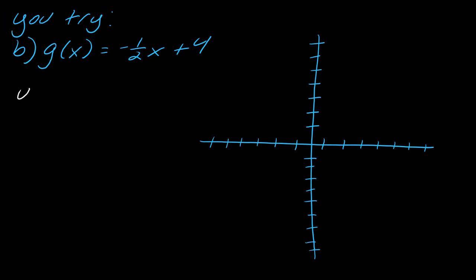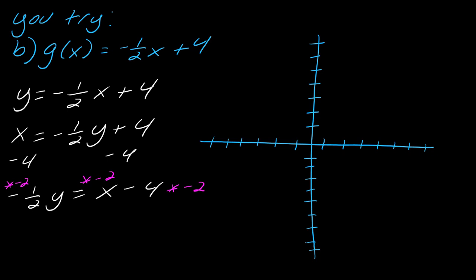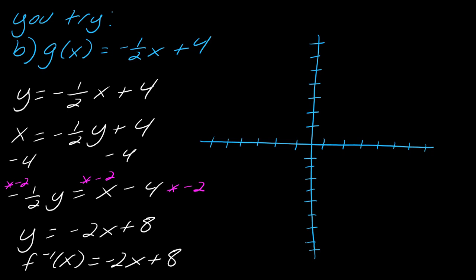Okay, so I'm going to start by following the same steps. So I take y equals negative 1/2 x plus 4, and then I flip-flop my x and my y. Now I have to solve for y. So I subtract the 4, so now I've got negative 1/2 y equals x minus 4. And then I will multiply everything times negative 2 so that I can get rid of that fraction. And so this will become y equals negative 2x plus 8, and then I just write this in its proper notation. So there we go.